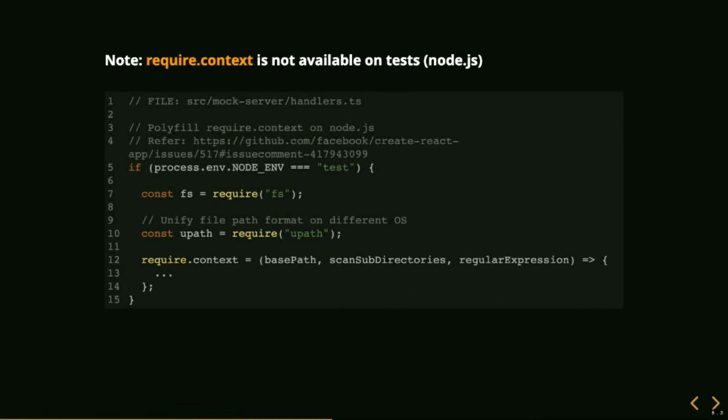A quick note here is that the require.context is not available by default when running tests on Node.js, so we need to polyfill it. Luckily, we could find some examples from the internet, and it's not hard to tweak and modify. OK, we have achieved a lot with the ideas of making mocks maintainable and scalable. Let's move on to the next chapter, make mocks feel real.